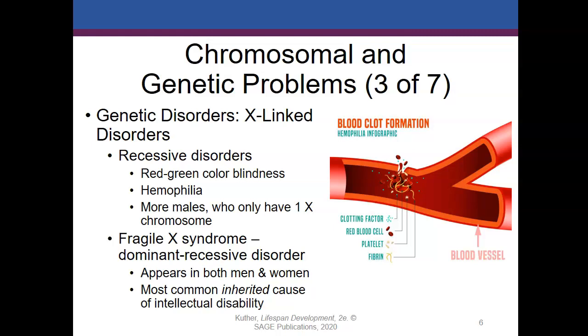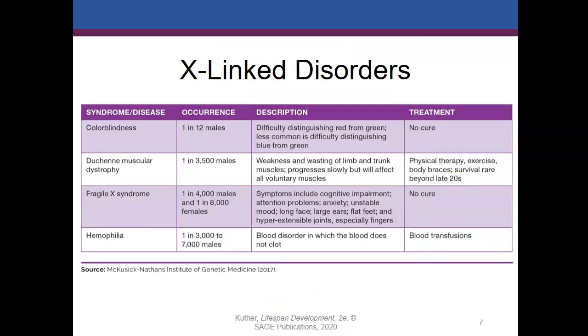Fragile X syndrome is an example of a dominant recessive disorder carried on the X chromosome. Because the gene is dominant, it must appear only on one X chromosome to be displayed. That means that Fragile X syndrome occurs in both males and females. This table, which is also in your book, Table 2.4, summarizes some X-linked disorders.